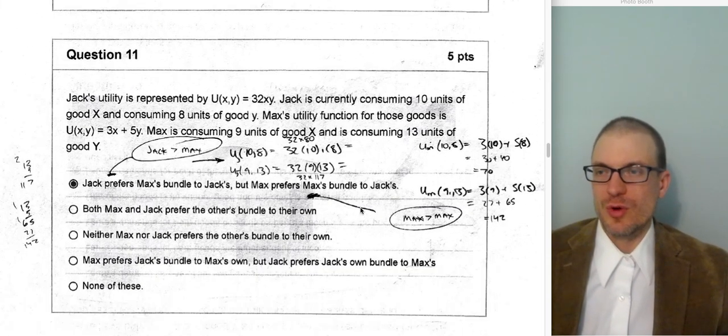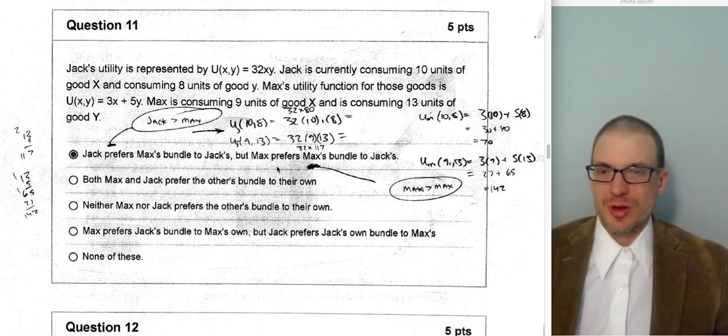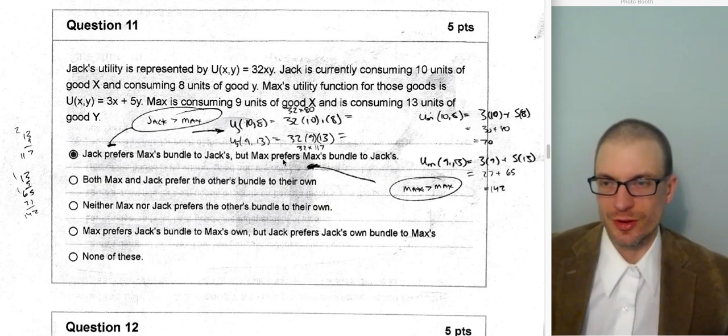All right, question 11. Jack's utility is represented by 32xy. Jack's currently consuming 10 units of good x, 8 units of good y. Max's utility function is 3x plus 5y. Max has 9 units of x and 13 units of good y. So we're comparing their utilities, their preferences for the given bundles.